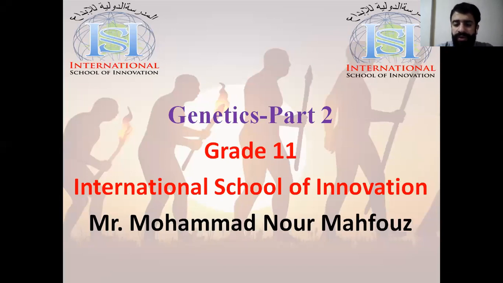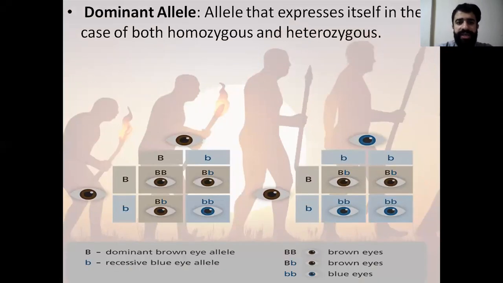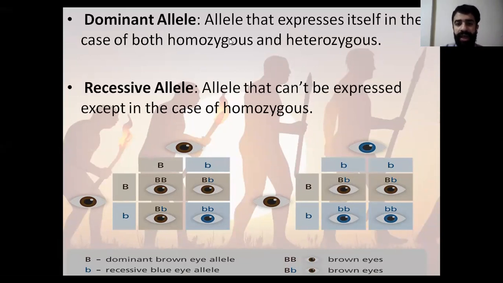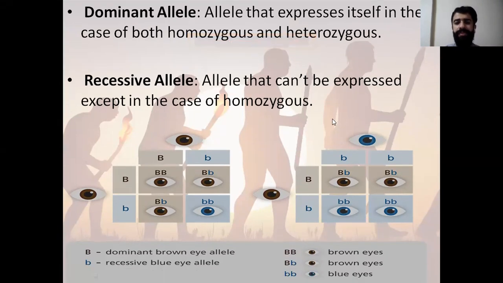First of all, I'm going to make a revision of what we discussed in the session before. We discussed the dominant allele. We said it is the strong allele that can be expressed in the case of both homozygous and heterozygous. Homozygous is the pure, and heterozygous is the hybrid. Also, we said the recessive allele is the allele that cannot be expressed unless in the case of homozygous.